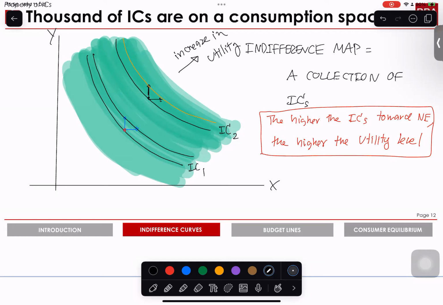I mean, if this is an indifference curve for Mr. Bean over Pizza and Pepsi, you have 1,000 of IC here. They lie next to each other, no crossing at all.